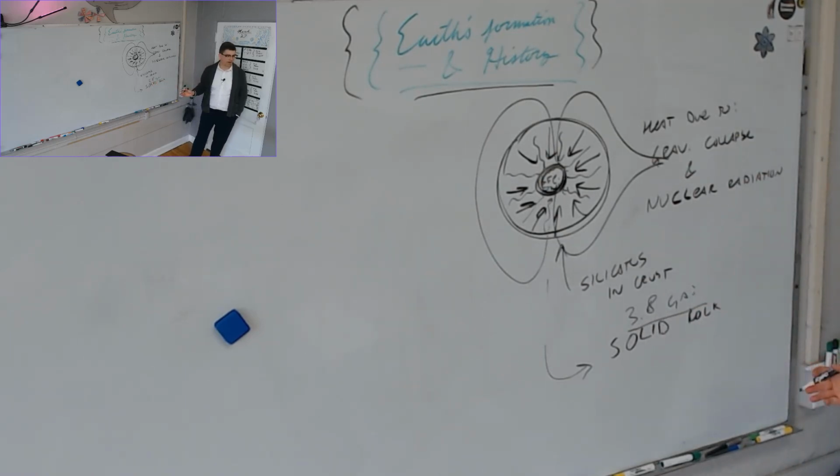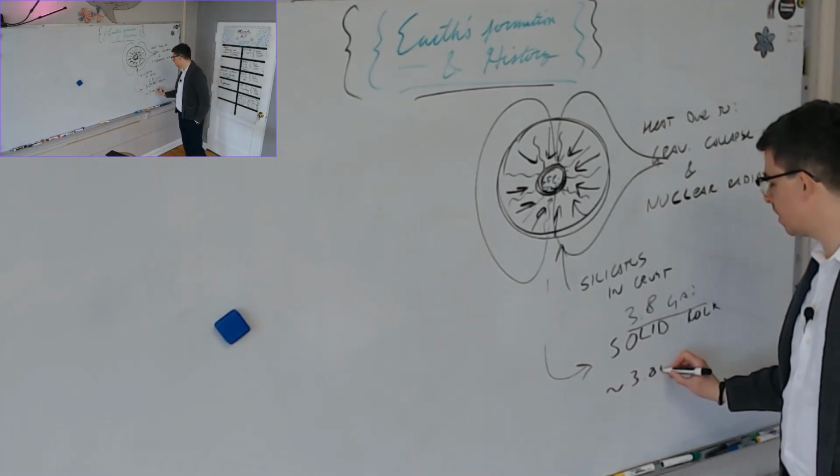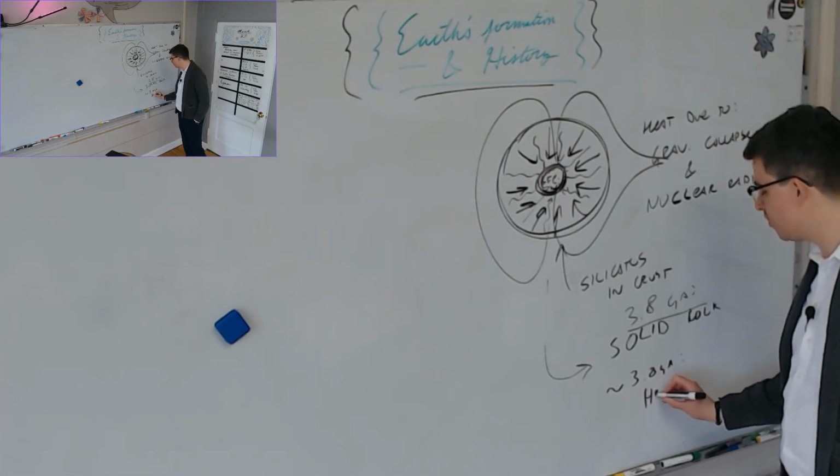But it's not quite Earth because it's missing something. What is it missing, as you were just about to say? Yeah. About 3.8 gigaannum, also the late heavy, or the early heavy bombardment. We'll just call it the heavy bombardments.